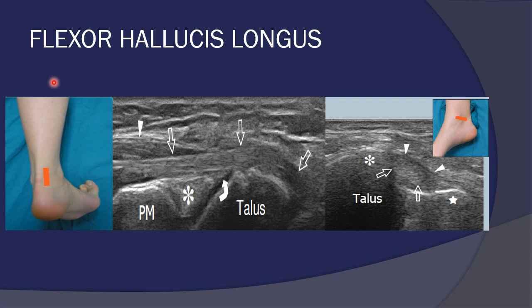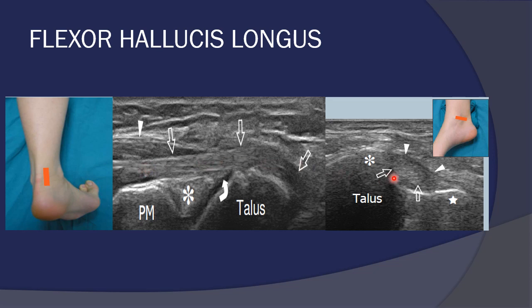Regarding the examination of the flexor hallucis longus tendon, as for the LS examination, the patient takes this position. We first put the probe LS to detect the Achilles tendon. Then by moving it a bit medially, another tendon will appear deeper to it, which is the flexor hallucis tendon.